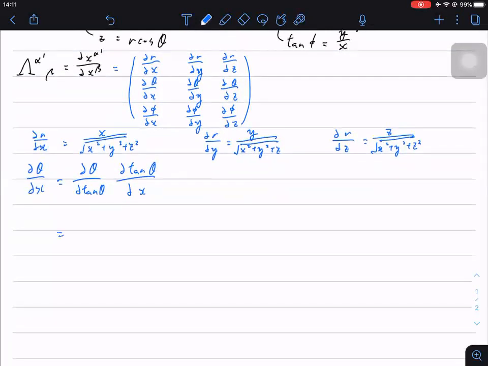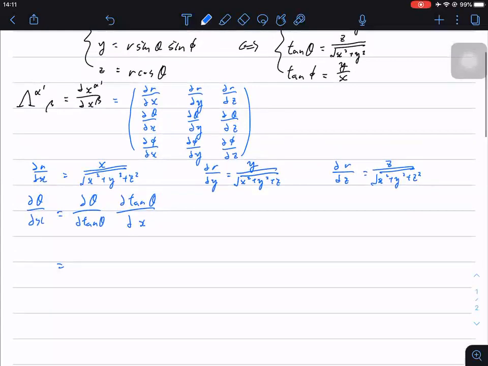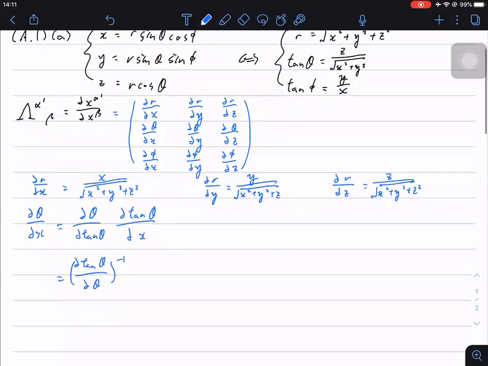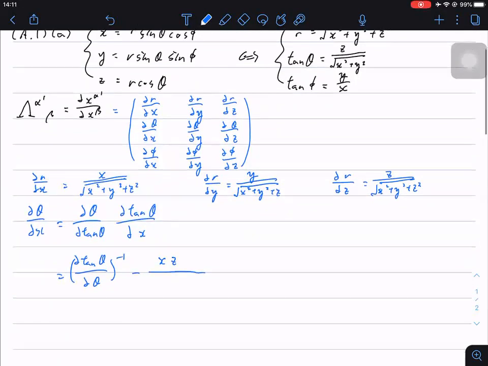And then, okay, so we have partial of tangent theta inverse here, and also minus xz over x squared plus y squared to the power of 3 over 2 in the denominator, okay?